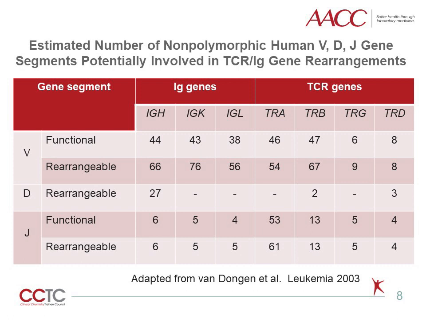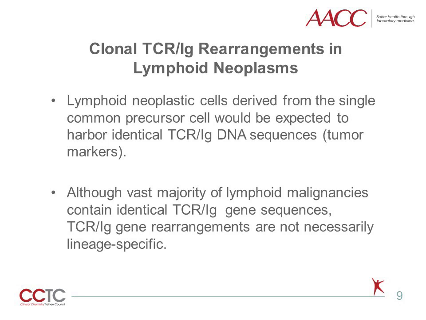The estimated numbers of functional and rearrangeable human V, D, and J gene segments involved in TCR IG gene rearrangements are shown in the table. The many different combinations of V, D, and J gene segments represent the so-called combinatorial repertoire, which is estimated to be 2 million for IG molecules, 3 million for TCR alpha beta molecules, and 5,000 for TCR gamma delta molecules. We have talked about the genetics of lymphocyte antigen receptor rearrangement. How would this information be useful in the diagnosis of lymphoid neoplasms?